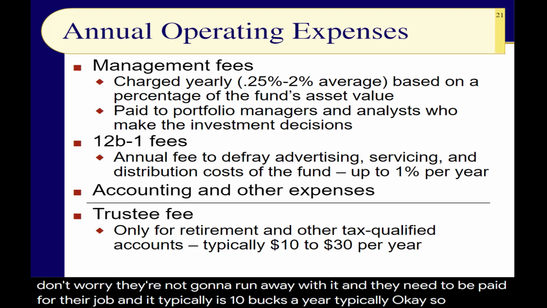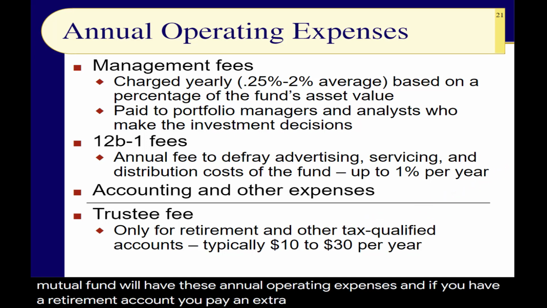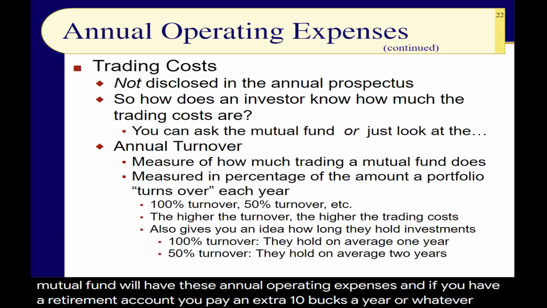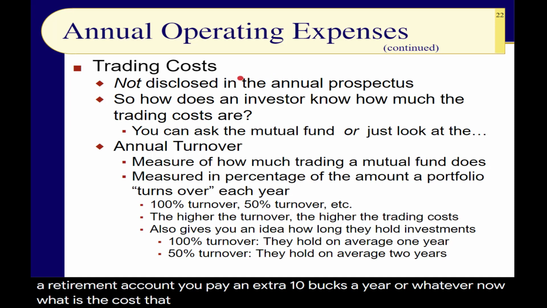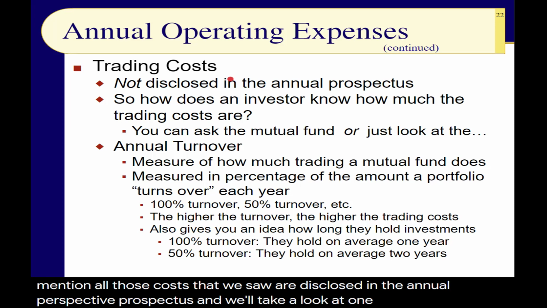Okay, so every mutual fund will have these annual operating expenses. And if you have a retirement account, you pay an extra $10 a year or whatever. Now, what is a cost that is not disclosed in the annual prospectus? Oh, by the way, I forgot to mention, all those costs that we saw are disclosed in the annual prospectus. And we'll take a look at one maybe today, maybe later on.